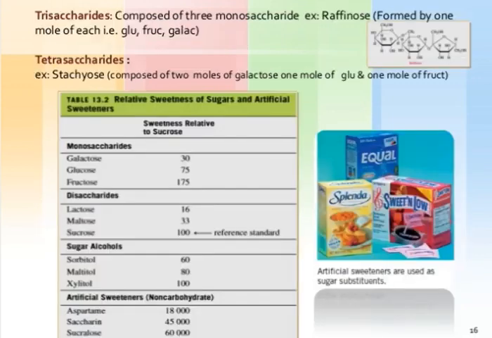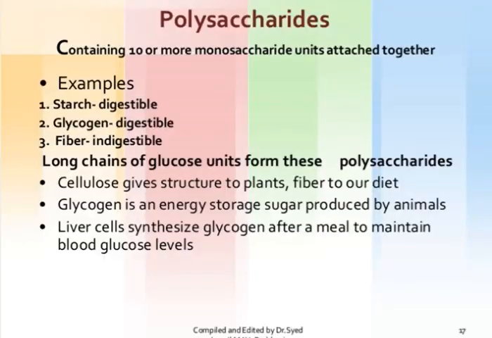Trisaccharides are composed of 3 monosaccharides. Example, raffinose. Tetrasaccharides. Example, stachyose, composed of 4 molecules of monosaccharide: 2 molecules of galactose, 1 molecule of glucose and 1 molecule of fructose. Then polysaccharides. Polysaccharides are compound sugars yielding more than 10 molecules of monosaccharide on hydrolysis.